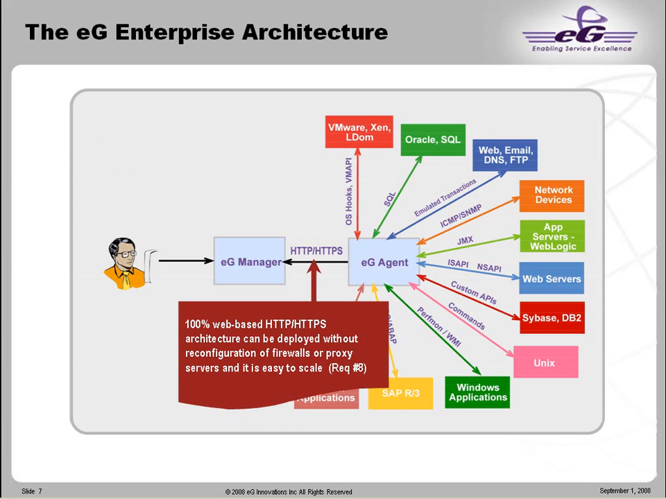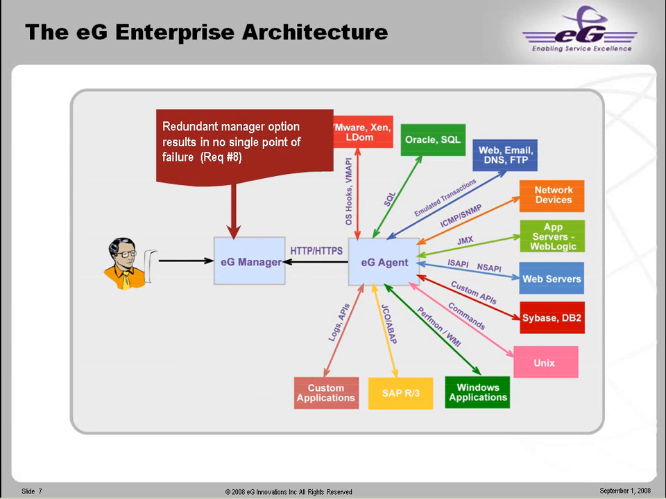EG Enterprise's 100% web-based HTTP/HTTPS architecture can be deployed without reconfiguration of firewalls or proxy servers, and it is easy to scale. And the redundant manager option ensures that there is no single point of failure, so the monitoring solution is available 24/7.